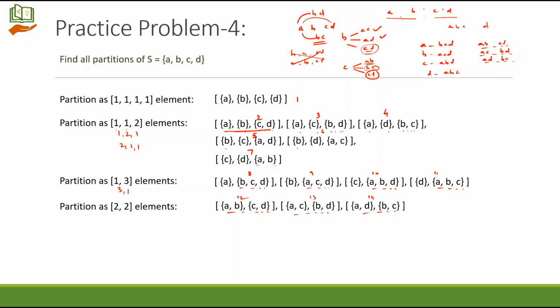What about all the 4 elements together as a set? This is the complete set taken as a single partition. This is partition number 15. There are totally 15 partitions that can be done, and all the 15 partitions are different.